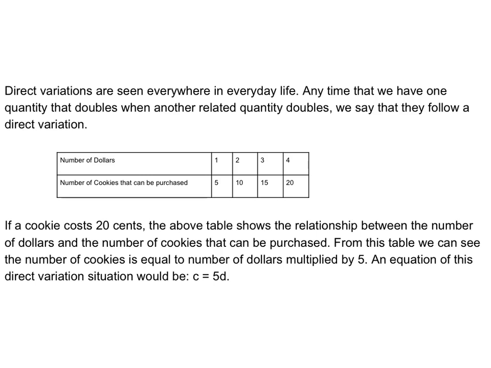From this table, we can see that the number of cookies is equal to the number of dollars times 5. An equation of this direct variation situation would be C, which is the cookies, is equal to 5 times D, which is dollars.